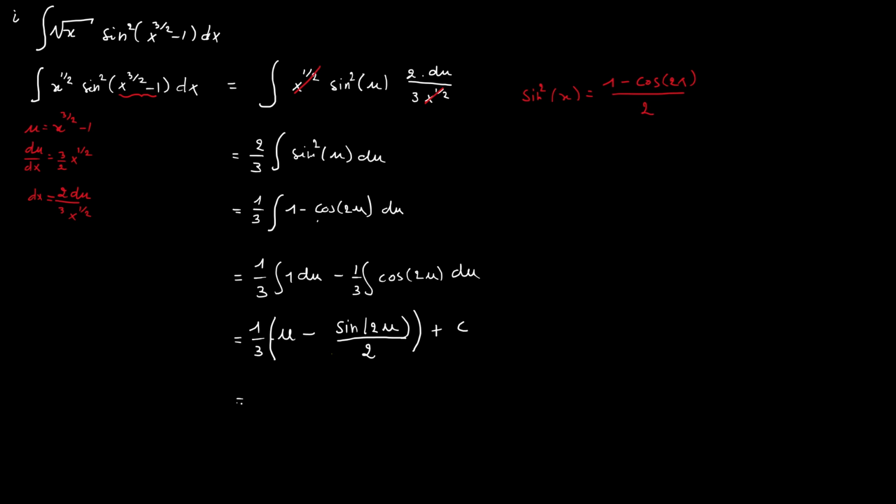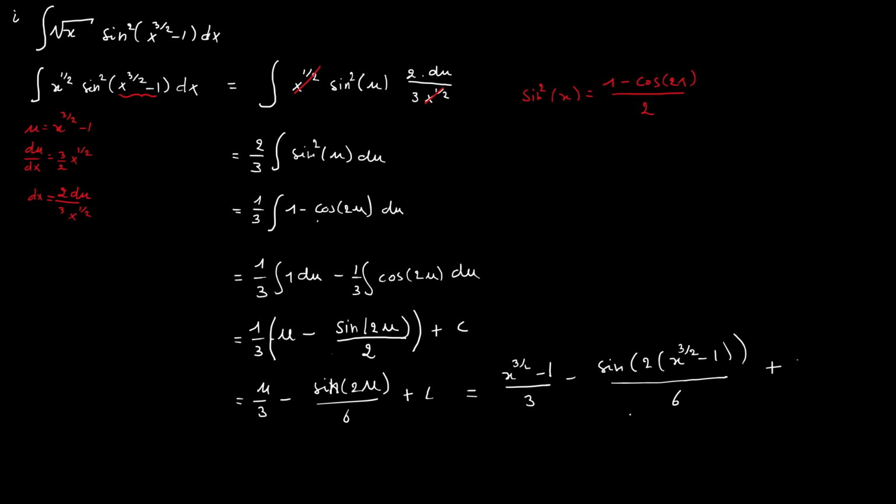So in other words, we have u over 3 minus sine of 2u over 6 plus c. Substituting back what we originally substituted, we get (x to the power of 3/2 minus 1) over 3 minus the sine of 2 times (x to the power of 3/2 minus 1), and all of that divided by 6, plus some constant.